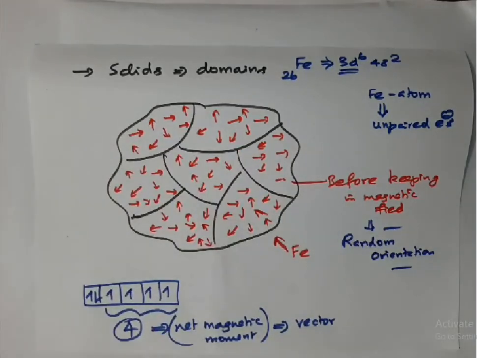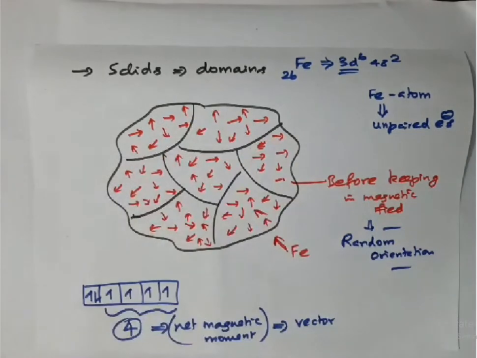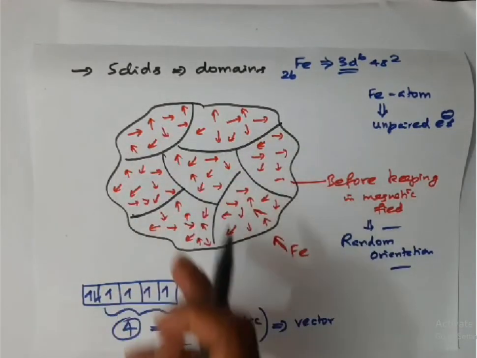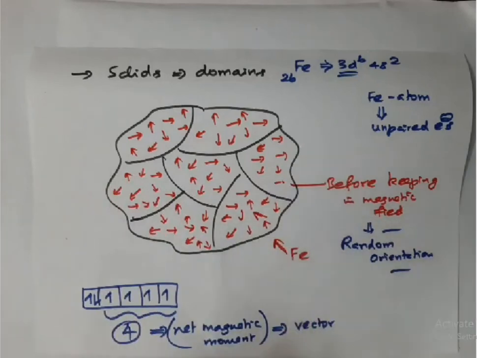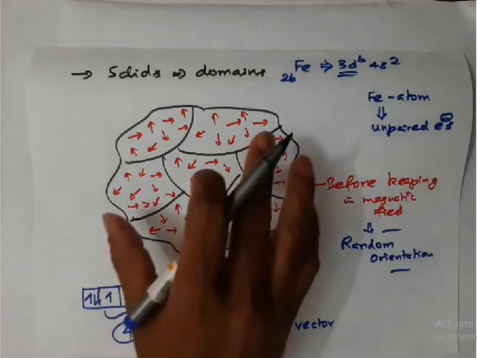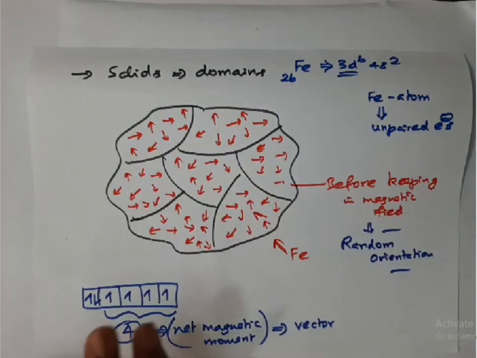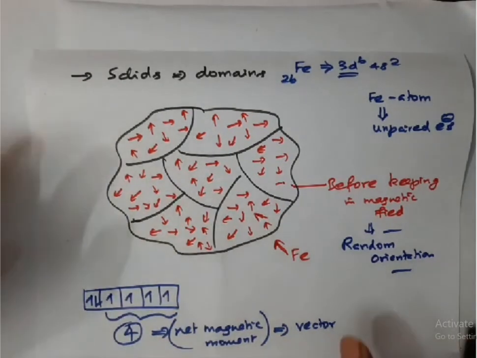Now what will happen if I keep this solid in a magnetic field? Before keeping it in a magnetic field, the orientation of magnetic moments is random, and the solid does not possess any magnetic character. Now I'm going to keep this solid in a magnetic field. The moment you keep the solid in a magnetic field, what will happen? Let me show you on the next page.